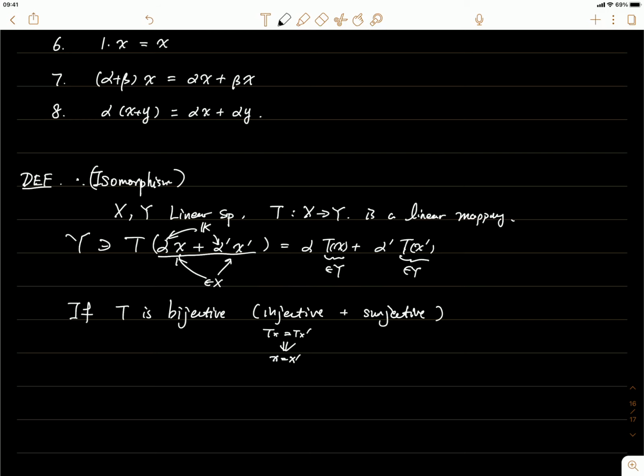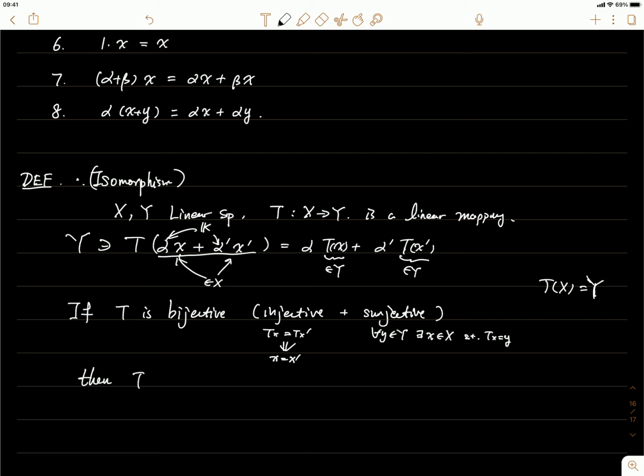If this is the case, then we call T injective. And surjective means that for any y in Y there exists some x such that Tx equals y, then we call T surjective. So basically it means that if you take the image of X, it will be just equal to Y. Okay, so that's what I mean by surjective. So if T is bijective, both injective and surjective, we call T an isomorphism.